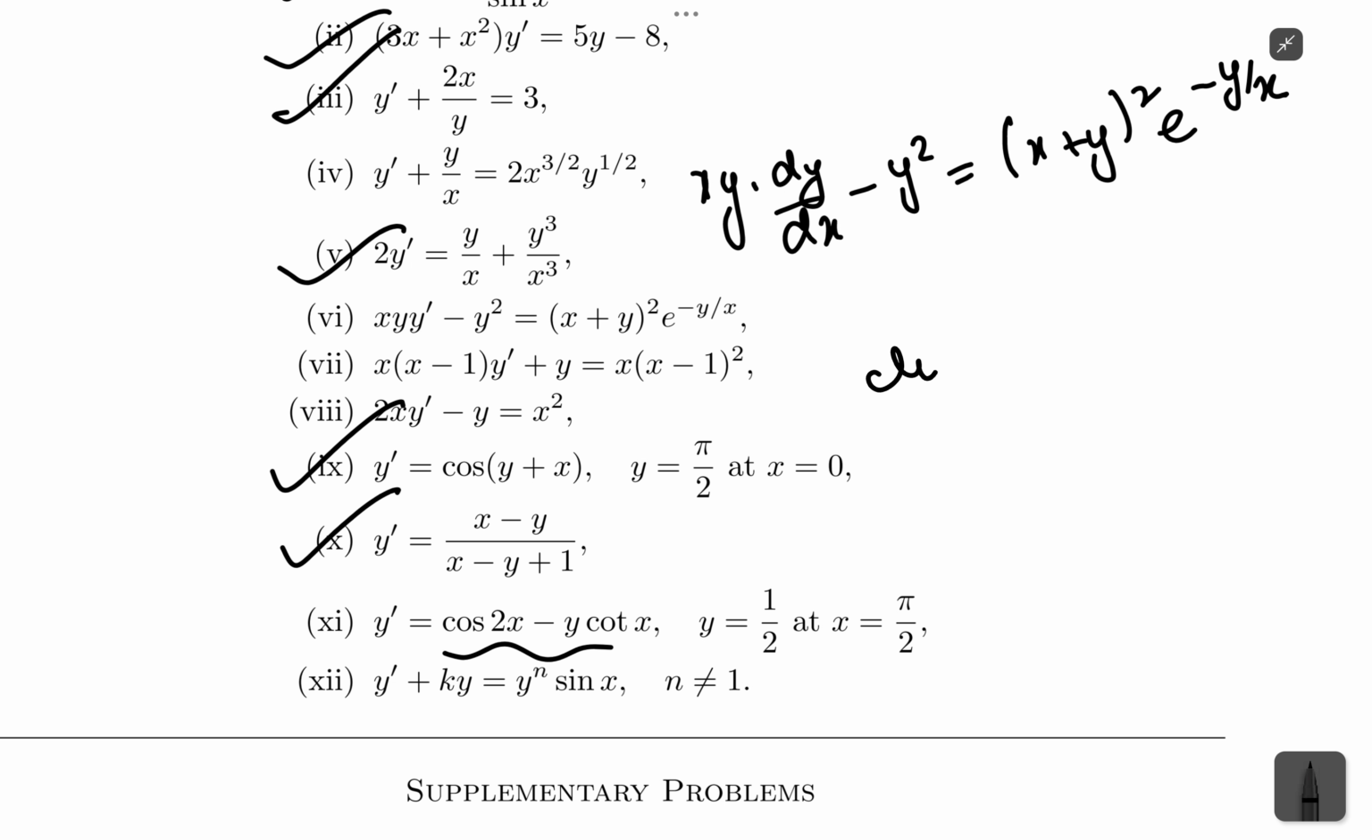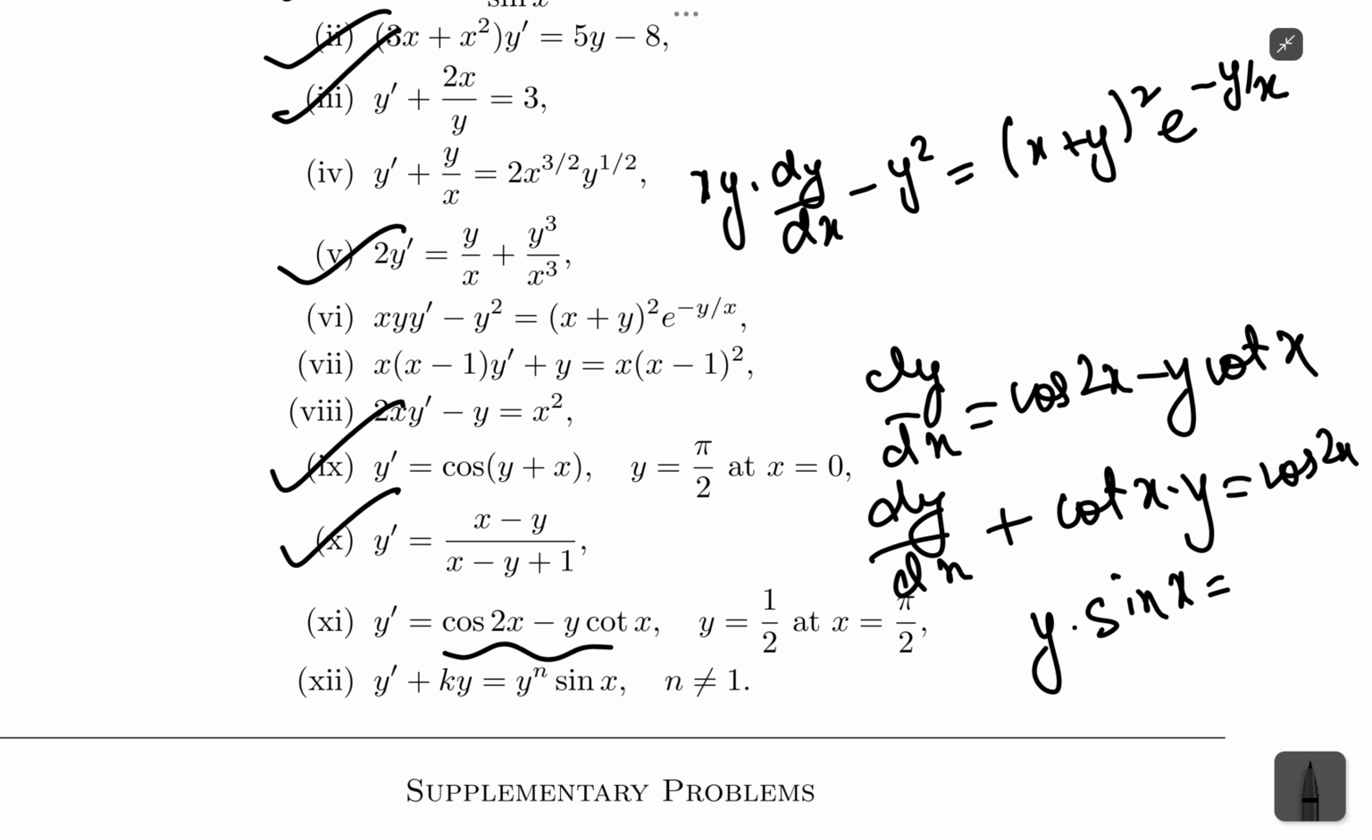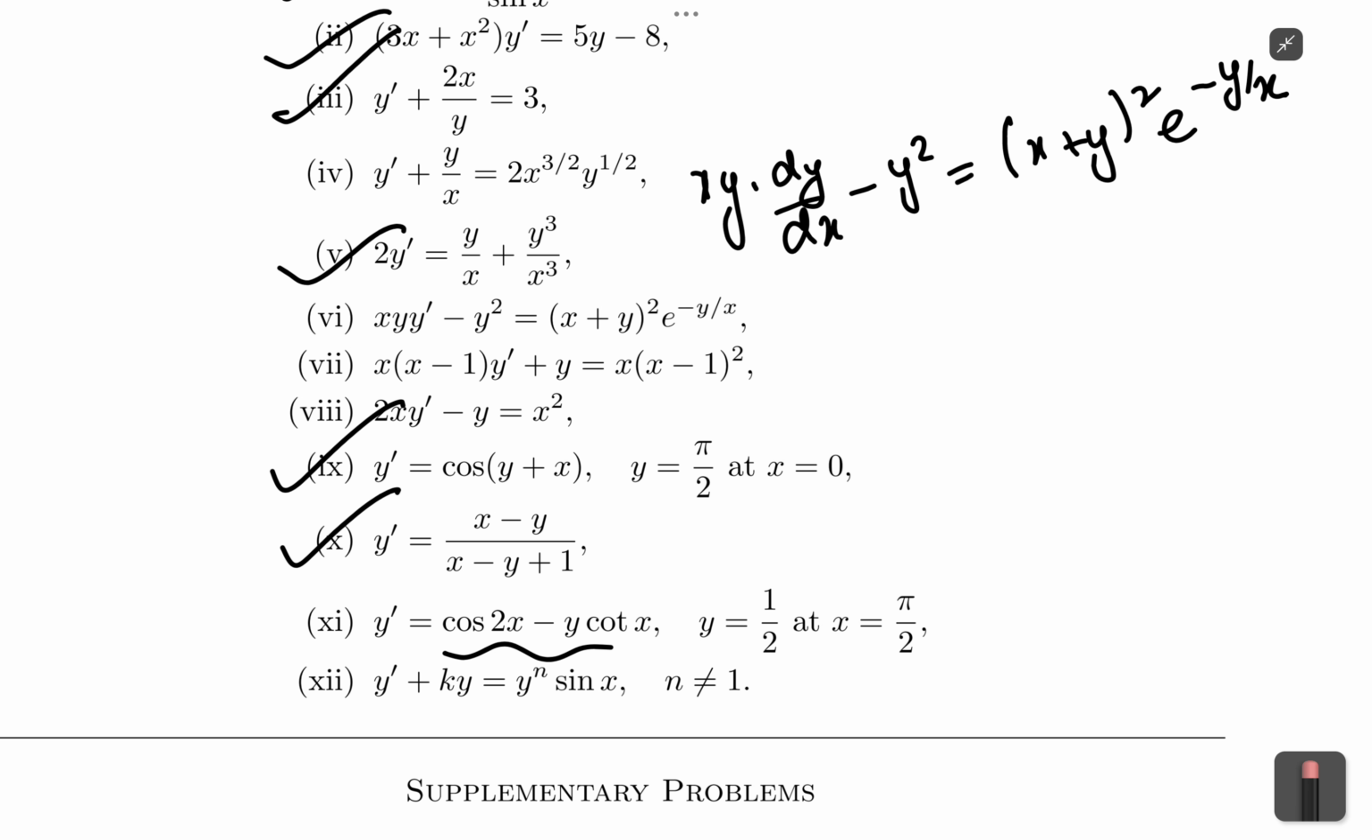Okay, for this, dy by dx is cos 2x minus y cot x. Clearly, again, just a normal linear differential equation; we literally just did this one, y times sin x. So sin x cos 2x, and then we can integrate, right? Shouldn't be a big deal integrating this.